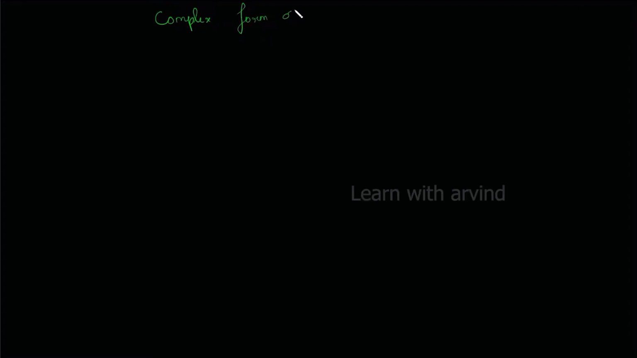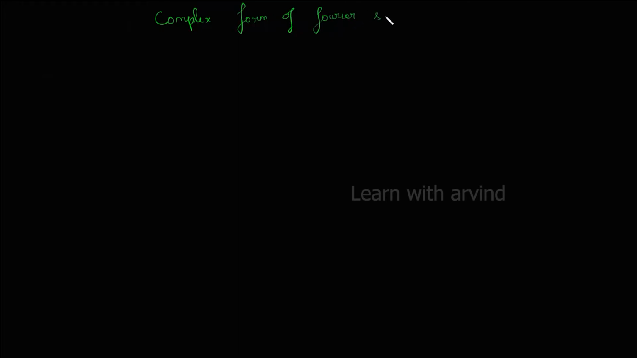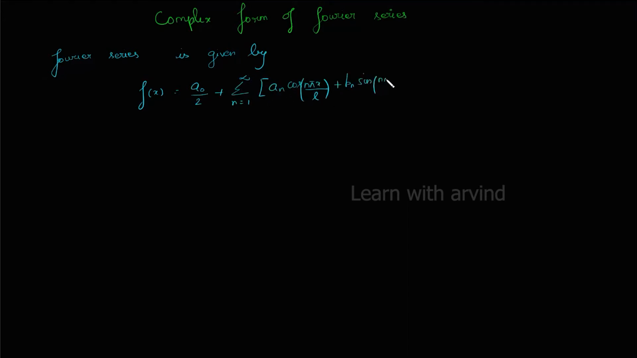In this video, we will be deriving the complex form of Fourier series. Fourier series is given by f of x is equal to a0 by 2 plus summation n is equal to 1 to infinity of an cos n pi x by l plus bn sin n pi x by l. Let's mark this as equation 1.